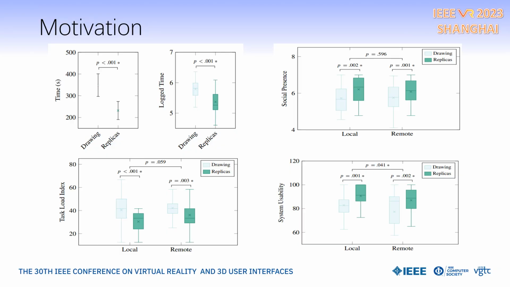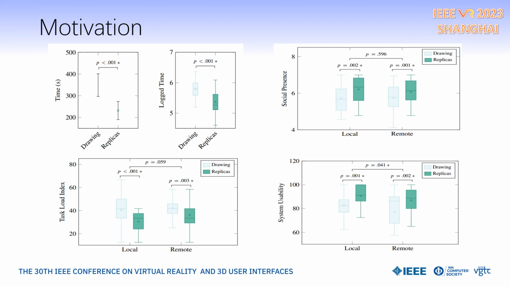Now let's have a look at our results. From this slide, we can see that the virtual replica manipulation spatial cues took significantly less time than the 3D annotation spatial cues. In terms of the NMM social presence questionnaire score, the virtual replica manipulation spatial cues got a significantly higher score than the 3D annotation cues.